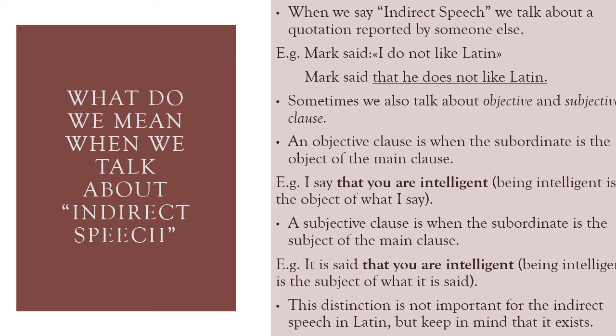So it is clear that you being intelligent is the object of what I am saying. Conversely, a subjective clause is when the subordinate is the subject of the main clause. So in the example, it is said that you are intelligent. So you being intelligent is the subject of what is said. This distinction is actually not important for Latin, but be aware that it exists. Sometimes when you hear people talking about indirect speech, you might also hear these expressions such as objective and subjective clause. So keep in mind what they are, because it can happen that you hear about them.